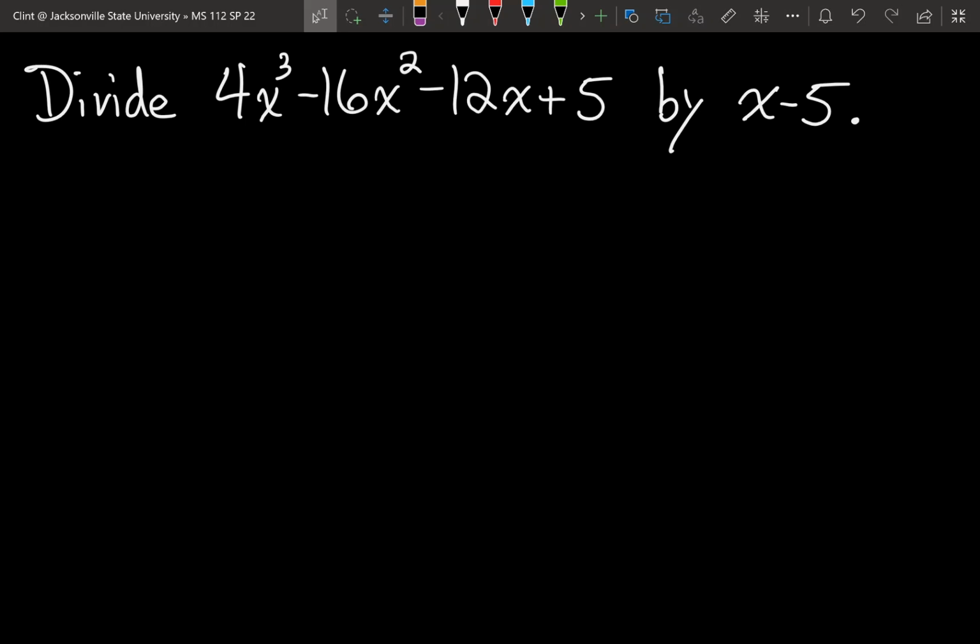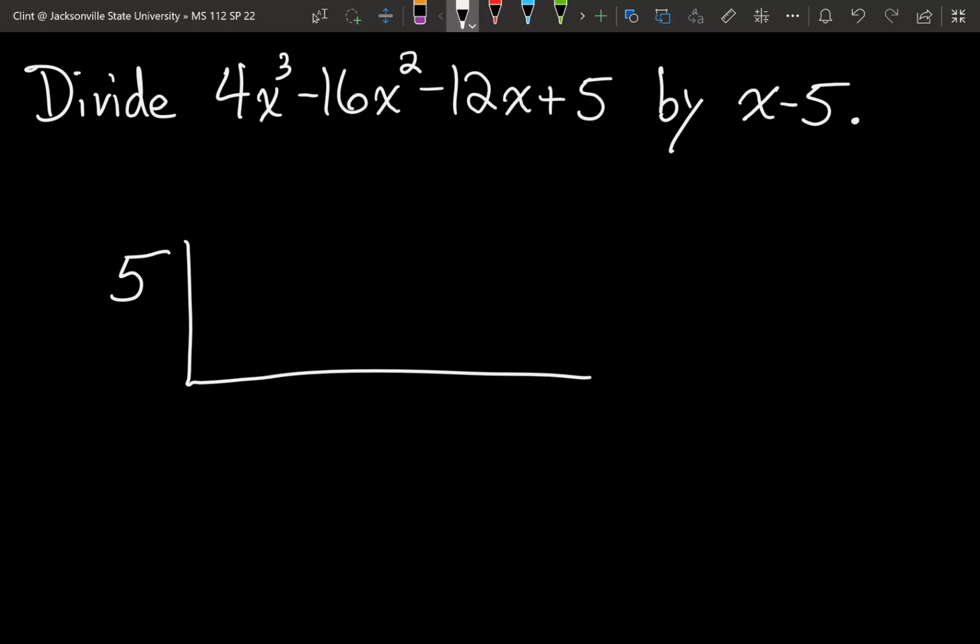So the first thing we're going to write down, we're going to look at the thing we're dividing by. This is x minus 5. So I'm going to write down the opposite of that number. It says minus 5, so I'm going to write down positive 5. And you got to take the opposite there. So I'm going to write down 5. And then there are a couple different symbols people use for synthetic division. I think the most common is like a big L, or almost like taking the other division symbol and flipping it upside down.